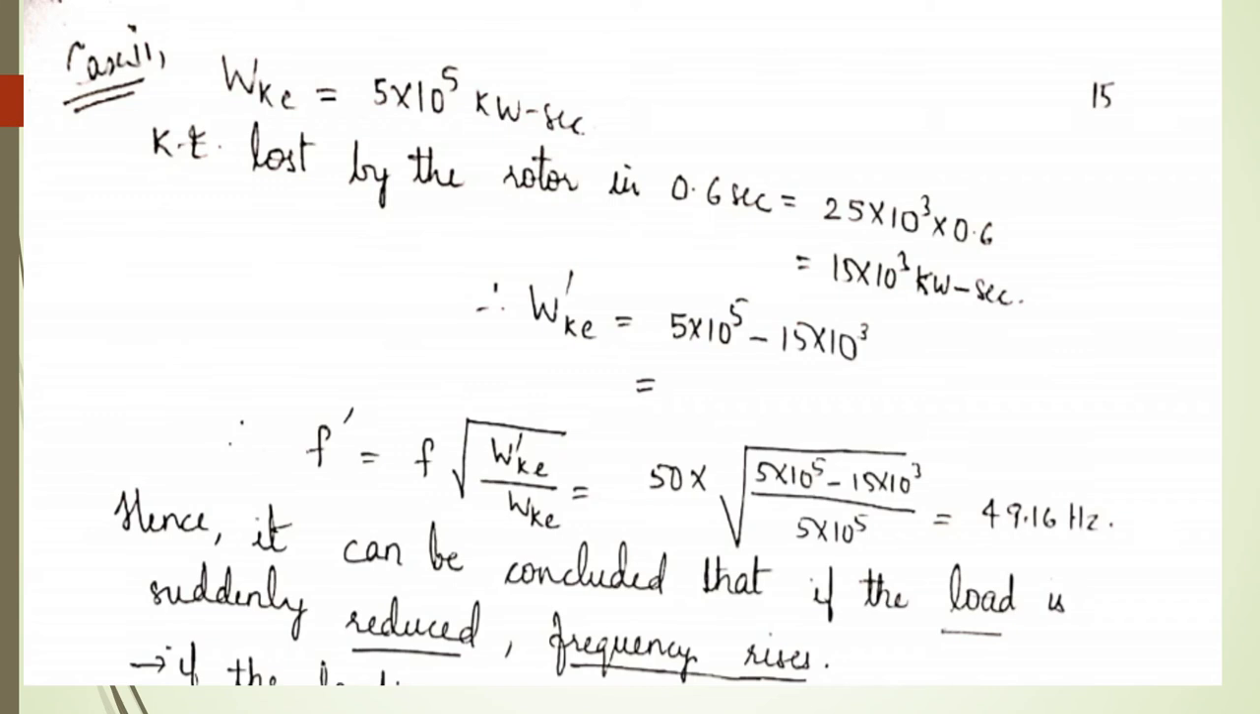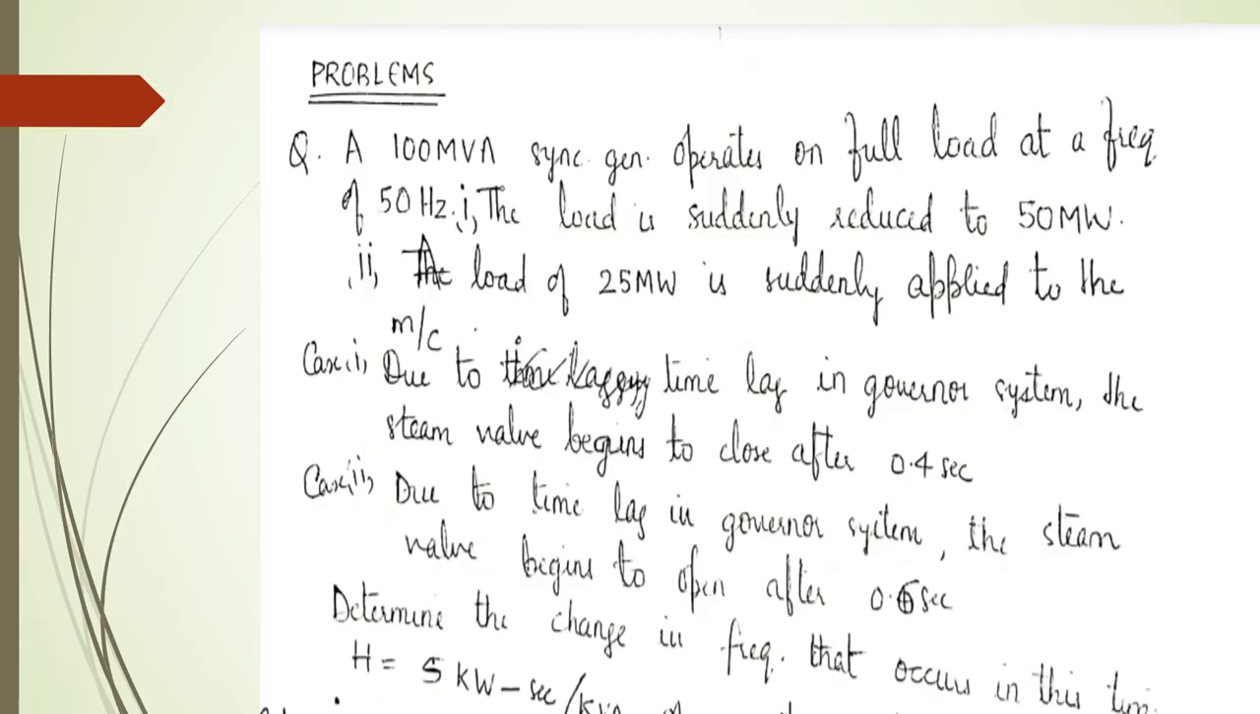So now case 2. We have to take the two cases. First one is completed, that is, due to time lag in governor system, steam valve begins to close after 0.4 seconds. This is over. Now the second one: due to time lag in governor system, the steam valve will begin to open after 0.6 seconds.